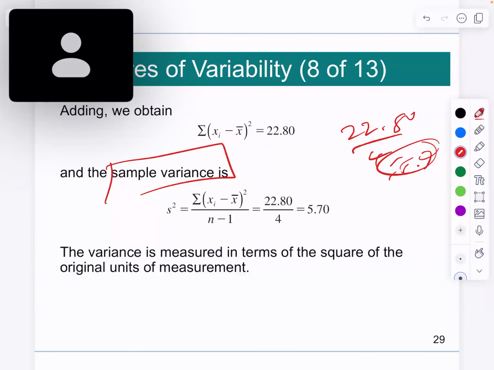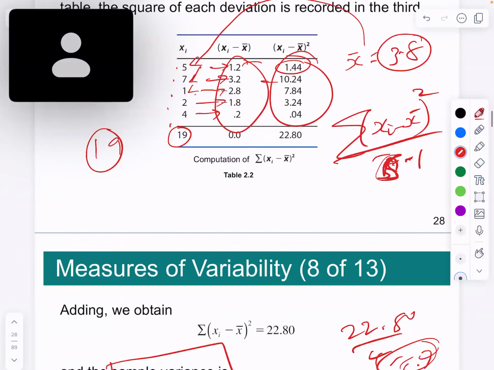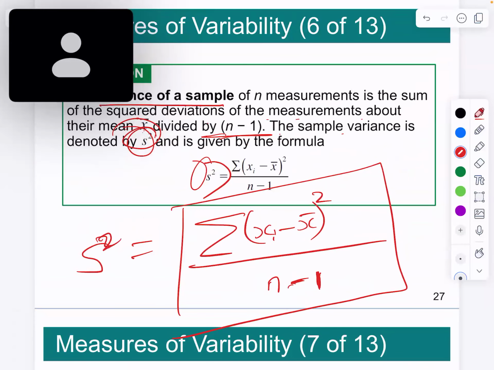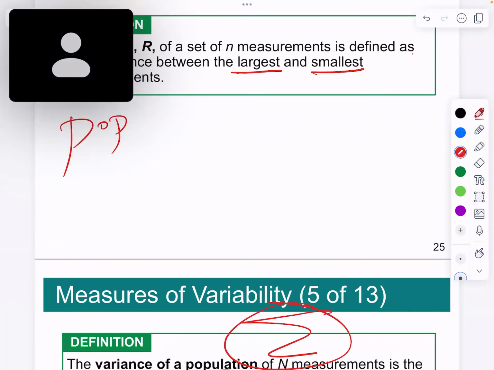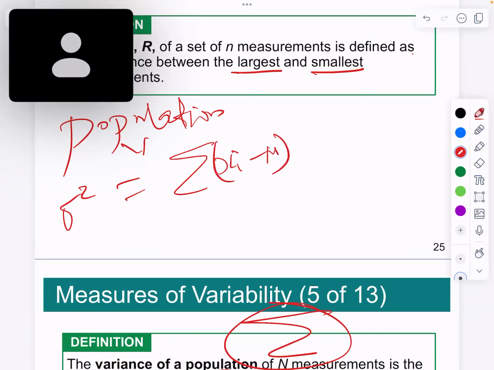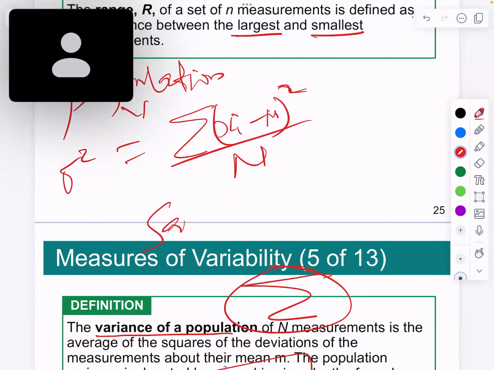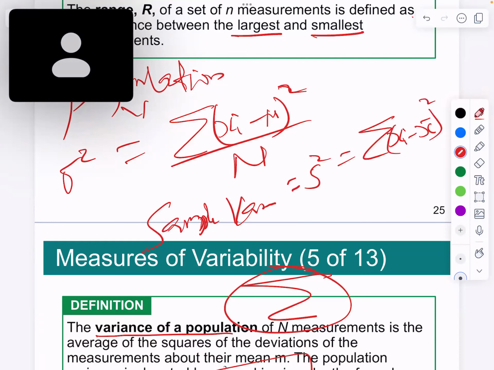So the variance is measured in terms of the square of the original units. That is why, to represent variance, we are using a square on top of this variable. The same thing here, sigma squared. Okay, once again, population variance. Population variance is given as sigma squared equals the sum of xi minus population mean, all squared, divided by uppercase N. Whereas sample variance is s squared equals the sum of xi minus x bar, squared, divided by n minus 1, little n. So that is what you have there.